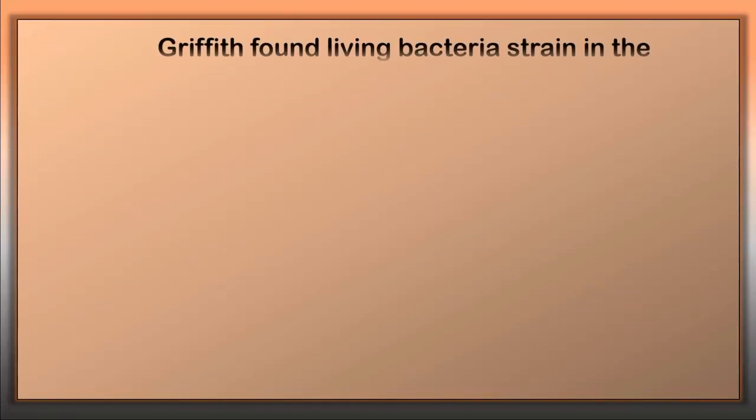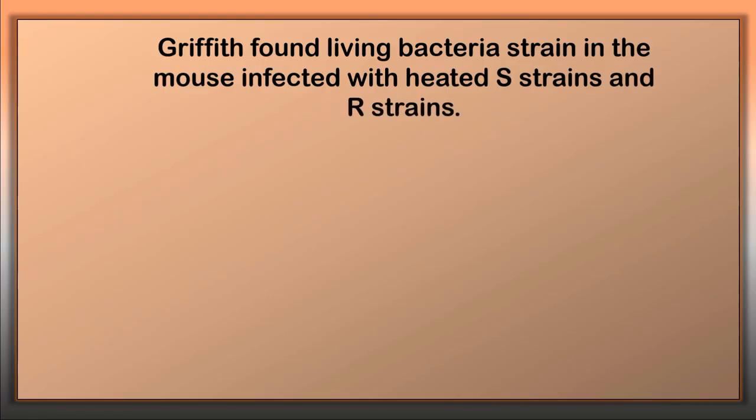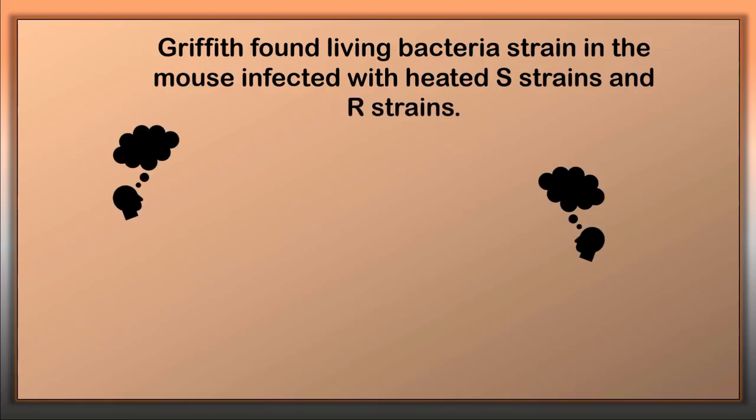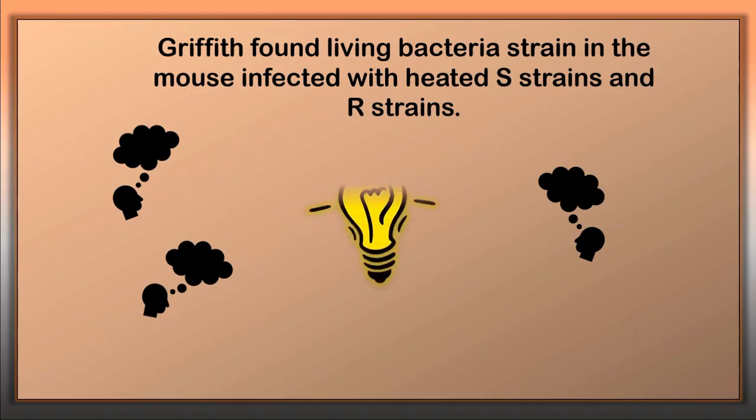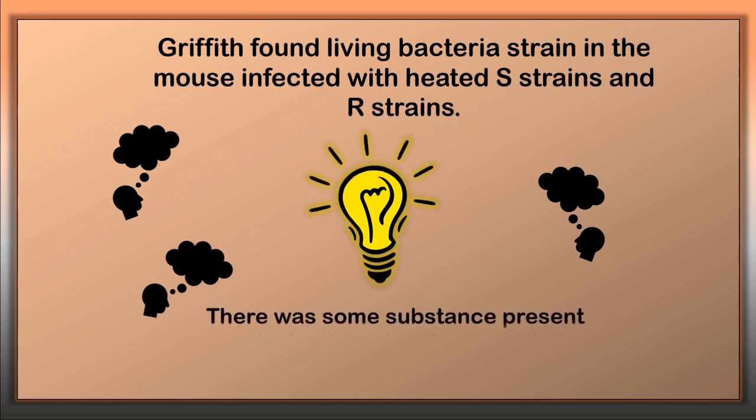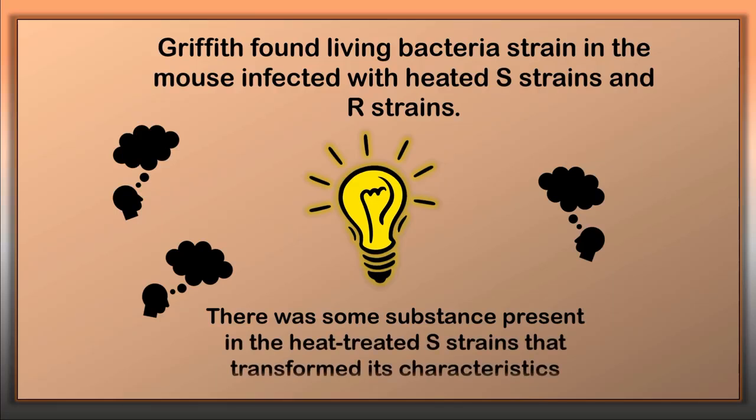Examining the dead mice, he found living S strain in their bodies. So he thought and thought and thought, and he found it. This meant there was a substance in the heat-treated S strain that transformed the living R strain, which eventually caused the mice to die. He called it transforming factor.